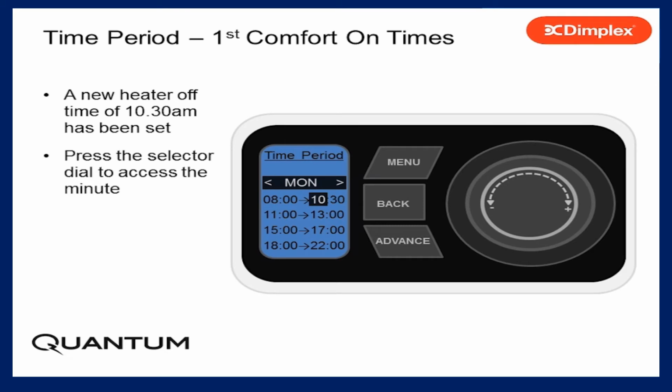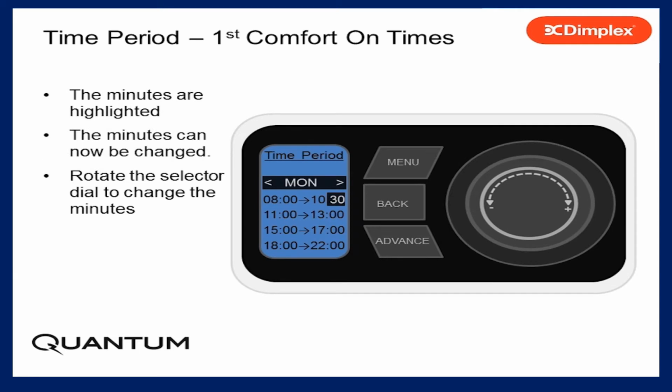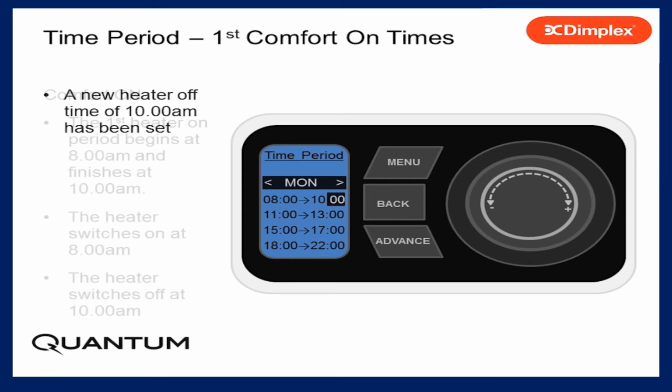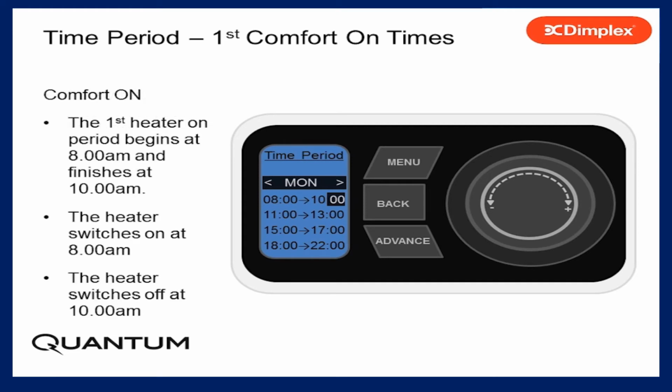Press the selector dial to access the minutes. The minutes are highlighted and can now be changed. Rotate the selector dial to change the minutes. A new heater off time of 10 AM has been set. Comfort on. The first heater on period begins at 8 AM and finishes at 10 AM. So the heater will switch on at 8 AM and then switch off at 10 AM.